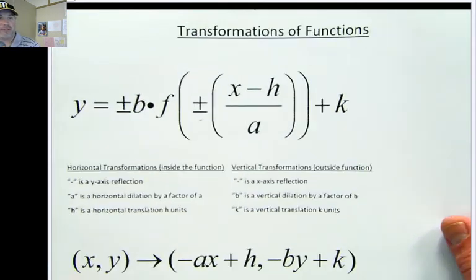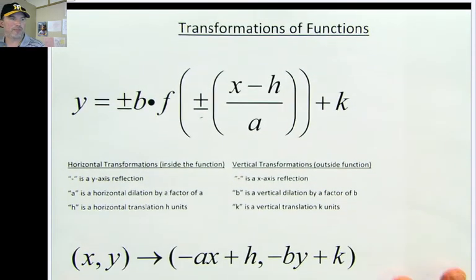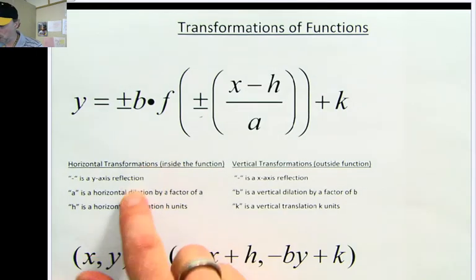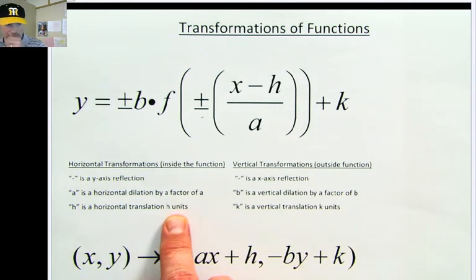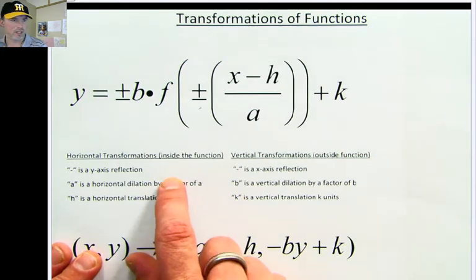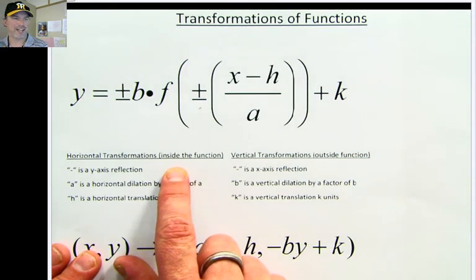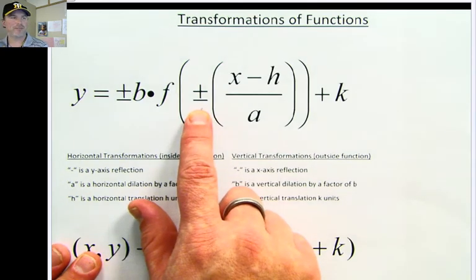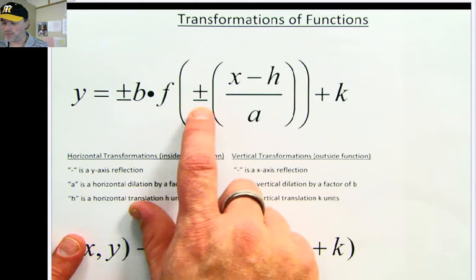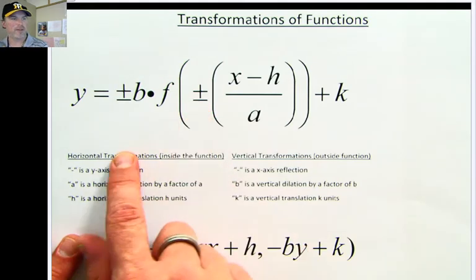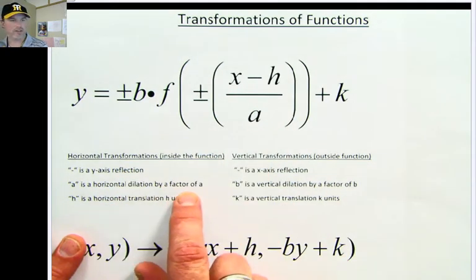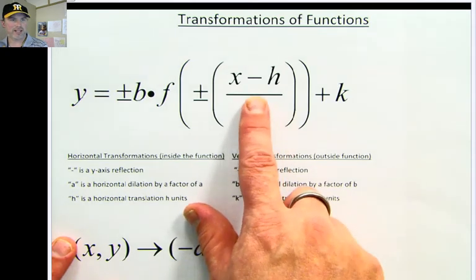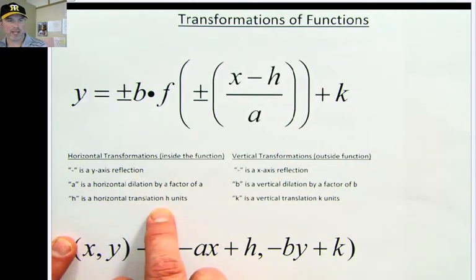I typed up our transformations of functions cheat sheet, and I've broken it into two different halves. You've got horizontal transformations and vertical transformations. I'm going to talk horizontal first because those are involved with our x, and we usually talk about x first. Horizontal transformations are always inside the function. If you have a positive x, there's no reflection, but if you have a negative x, or this negative out front, that shows that there will be a y-axis reflection. If it's dividing by a, that's a horizontal dilation by a factor of a, and this x minus h shows a horizontal translation of h units.